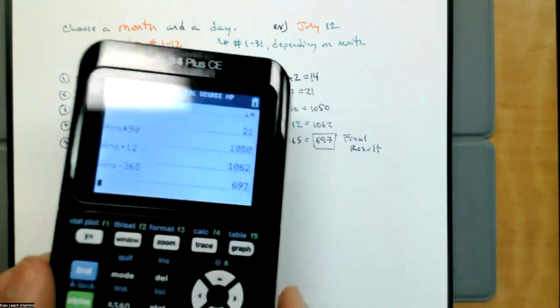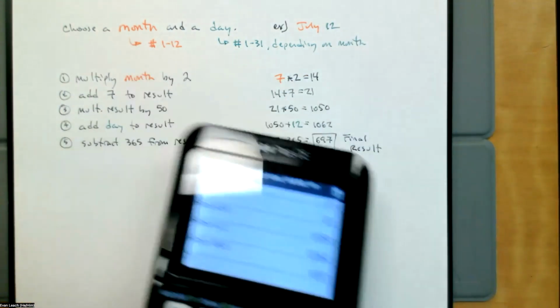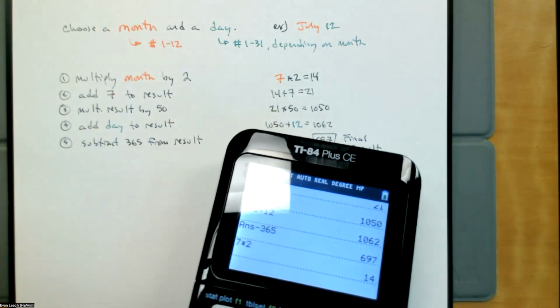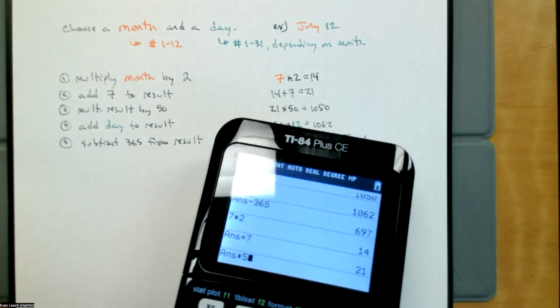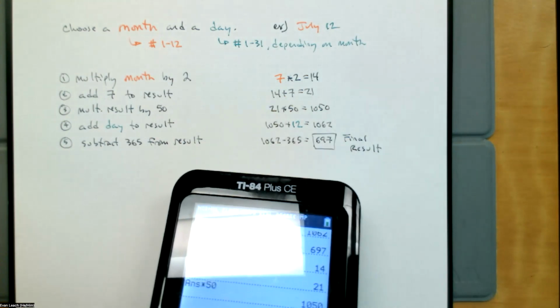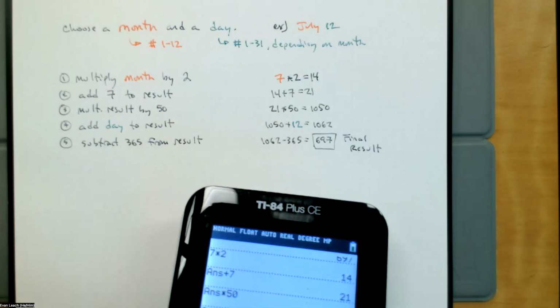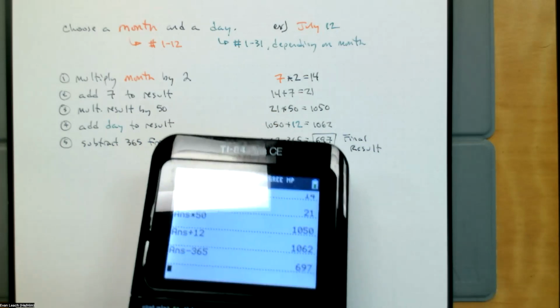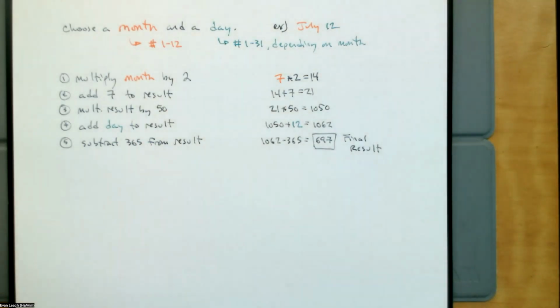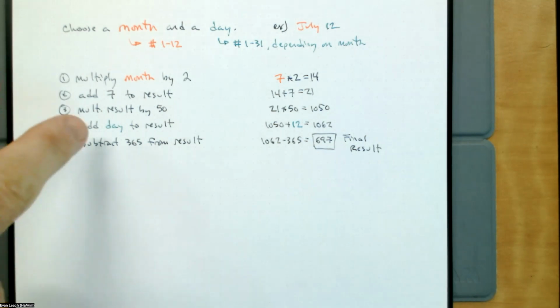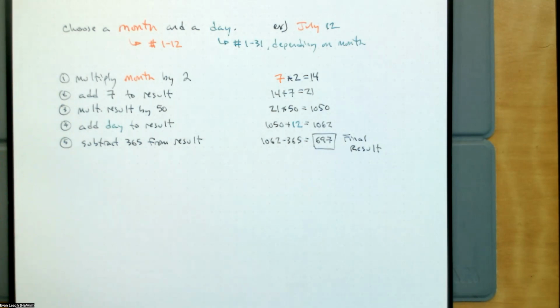So I'm going to do this, make sure this is again, my month is 7. So 7 times 2 is 14. 14 plus 7 is 21 times 50 is 1050. Plus the day 12 is 1062 minus 365. Now you can see all these numbers are very important to dates. There are 365 days in a year most of the time. 75% of the time. There are 7 days in a week, and we use that number. And there are 52 weeks in a year.